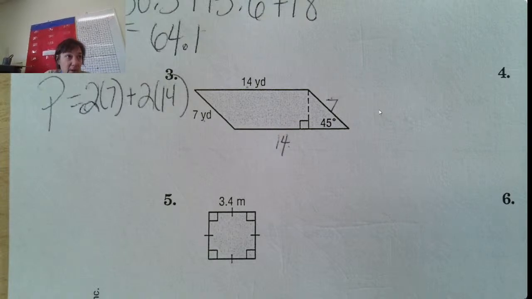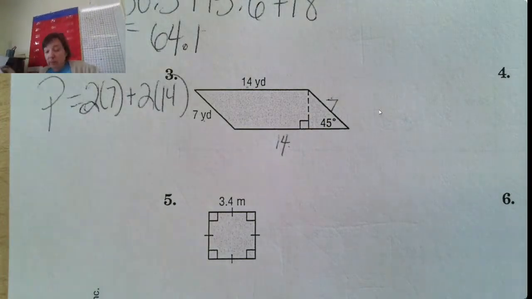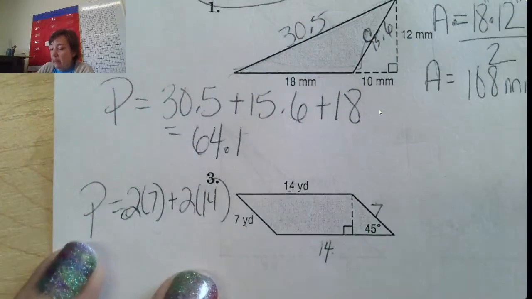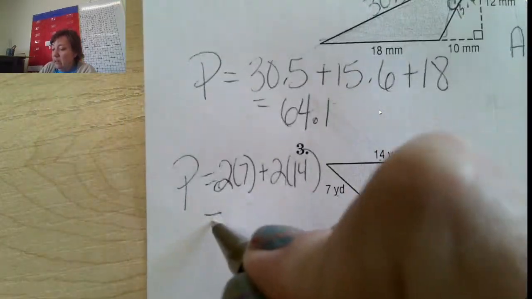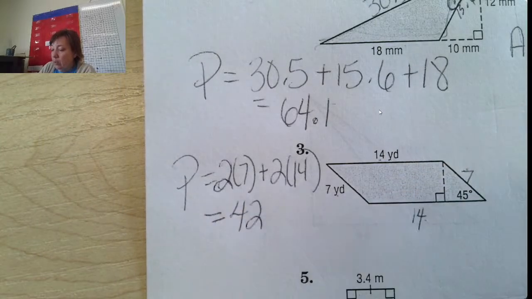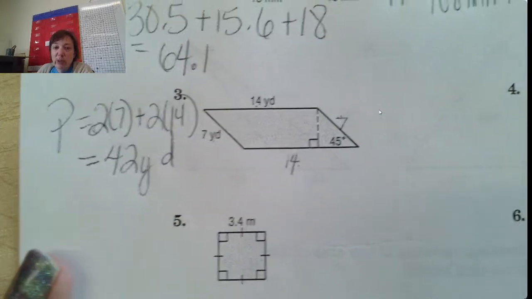What? 48? 42. I think this pen might write better if it's not on this hard surface. So 42 yards, right? That's our unit of measurement, yards.